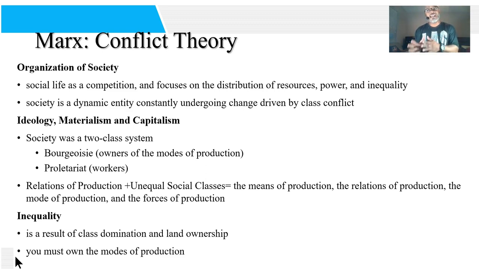So this idea of inequality is the result of class domination and land ownership, particularly because a lot of these theories, particularly in sociology, come as we transition from agricultural society into an industrial society. So land ownership was chief among those who actually had wealth. So once again, if you had land ownership and you owned the means of production, you were the dominating class, and that means you controlled the lives of others, and they became cogs in your machine.